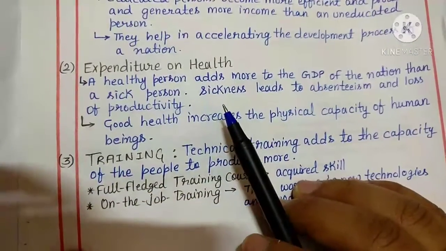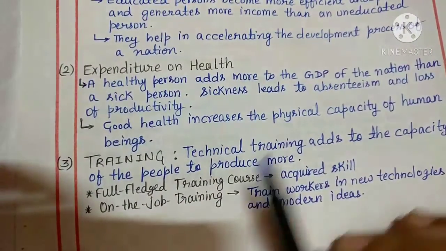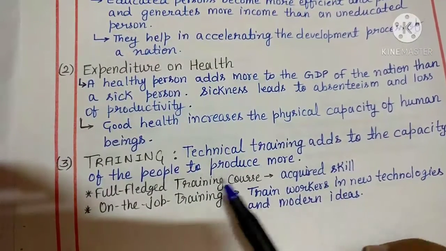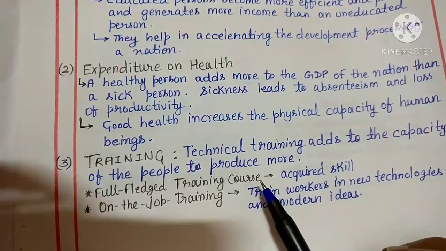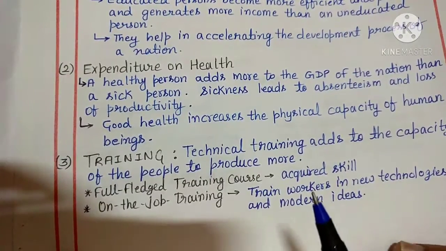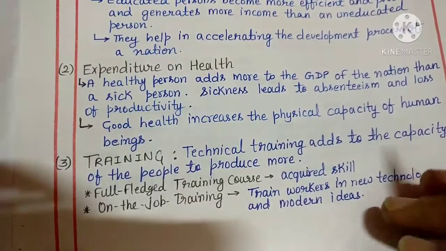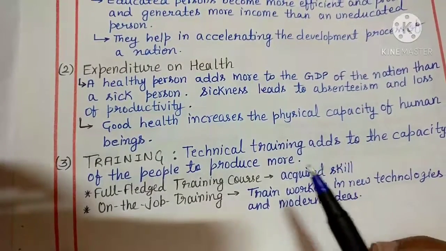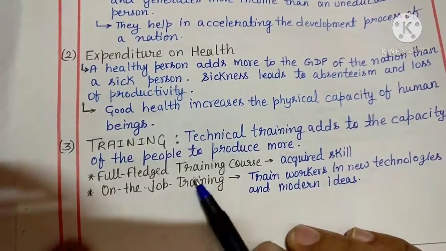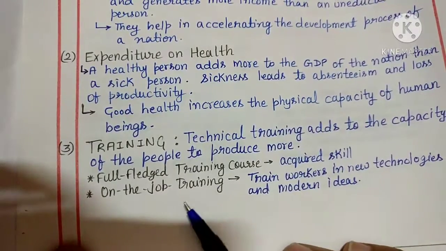Then comes training. Now you have acquired skills, so technical training adds to the capacity of the people to produce more. A person is already capable, but if we give training to him or her, it will add to his ability. Training can be of two types. It can be a full-fledged training course, or it can be on-the-job training.